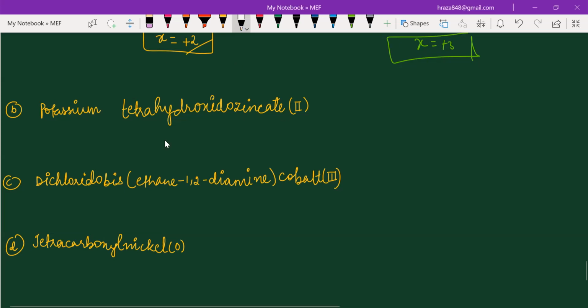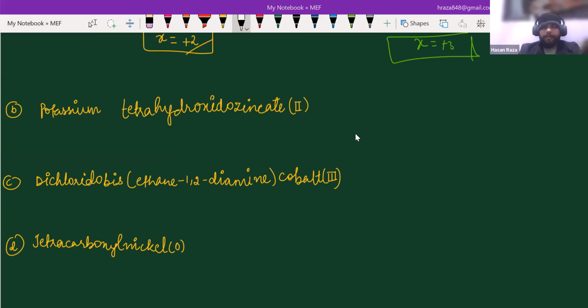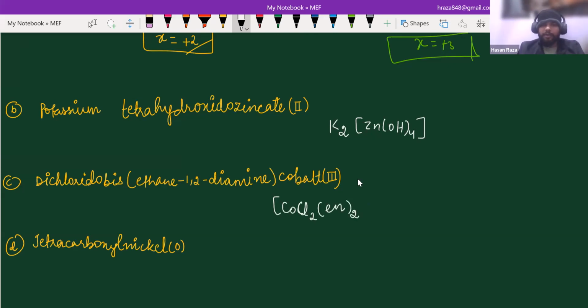Okay, I'm going to write the formula. So the first formula is basically K2[Zn(OH)4]. Okay. What about this? Dichlorido cobalt is there. So Co and dichlorido, that means Cl2, and bis(ethane-1,2-diamine), en2. This. Okay. But here, if you are going to see the oxidation state, you cannot add something new. Madiha, Cl cannot. If there is no counter ion, you cannot add the counter ion on its own.